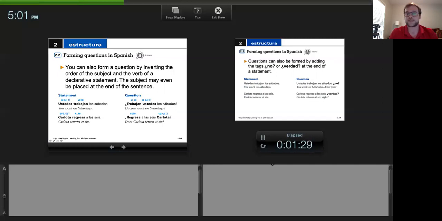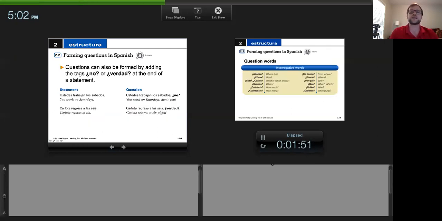Same thing here. Carlota regresa a las 6. ¿Regresa a las 6, Carlota? Or ¿regresa Carlota a las 6? One thing that's interesting and good to know about Spanish is that the syntax is not nearly as rigid as you would find in English. The subject-verb order can be a lot more varied and different than we would typically see in English. So keep that in mind.